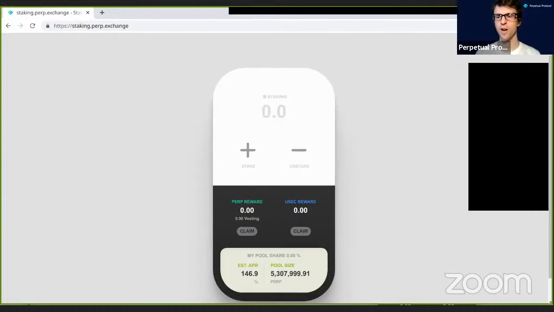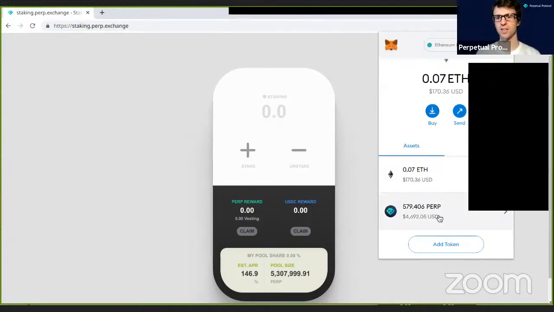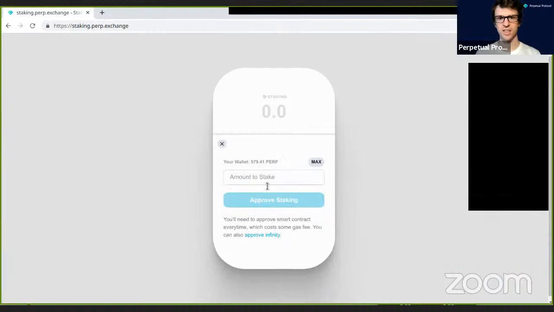If you want to stake, you have to first prepare some Ethereum to pay for gas fees, as well as some perp tokens to stake with. I've prepared some perp tokens here already. Now, the first step in staking is to approve the tokens to be used by our staking smart contract.